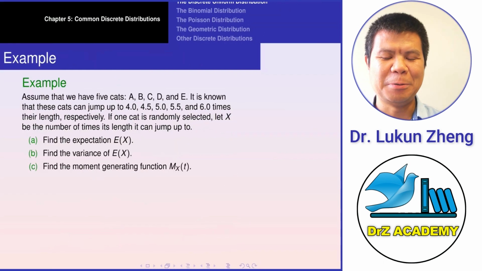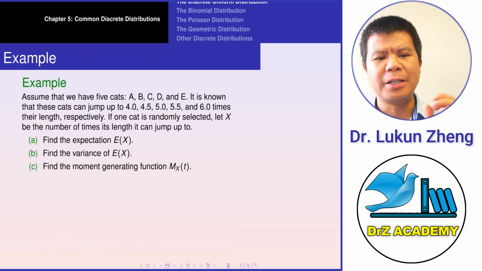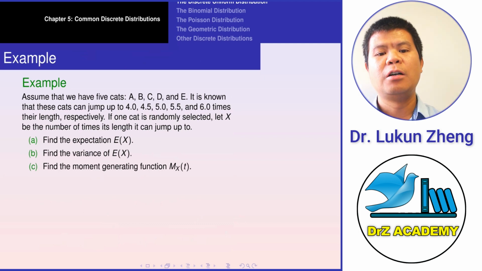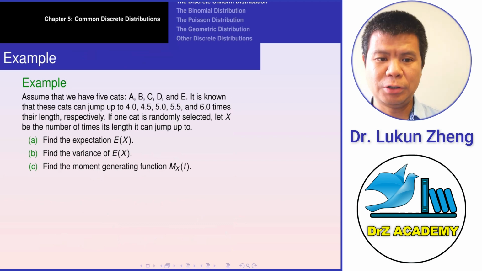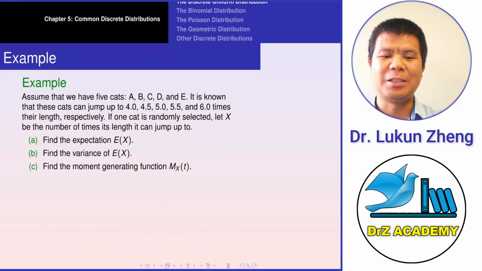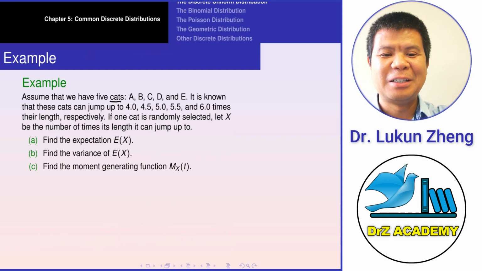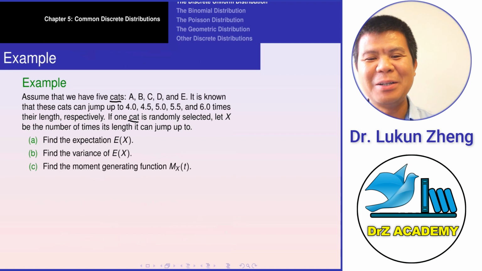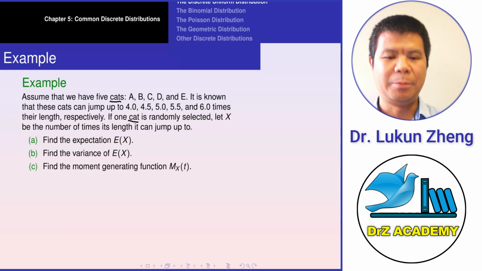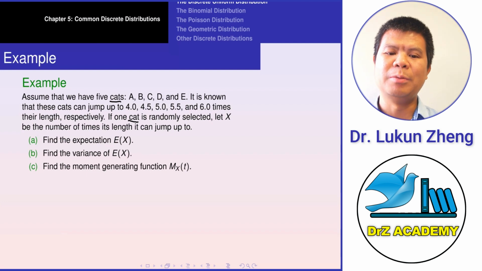Let's consider this example. Assume that we have 5 cats, A, B, C, D, E. It's known that these cats can jump up to 4.0, 4.5, 5.0, 5.5, and 6.0 times their lengths, respectively. If one cat is randomly selected, let x be the number of times its length it can jump up to. Then find the expectation, variance, and the moment generating function.